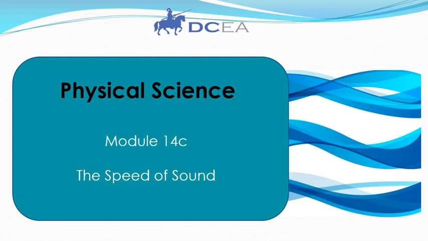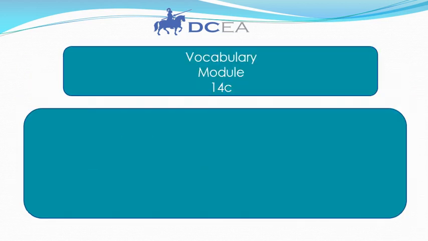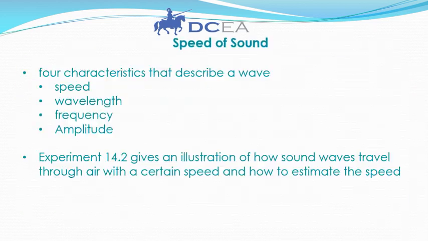Moving on to Module 14C, the speed of sound. No new vocabulary for this unit. So, there are 4 characteristics that describe a wave. We've already discussed these, and they are speed, wavelength, frequency, and amplitude.